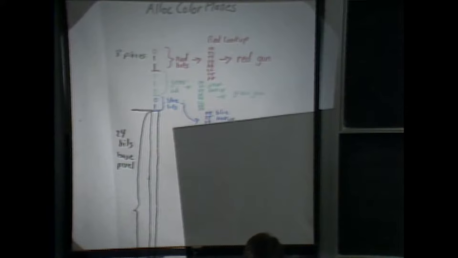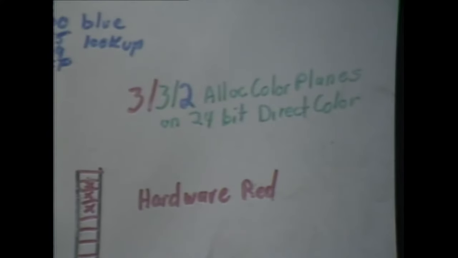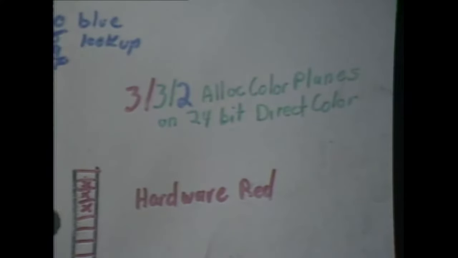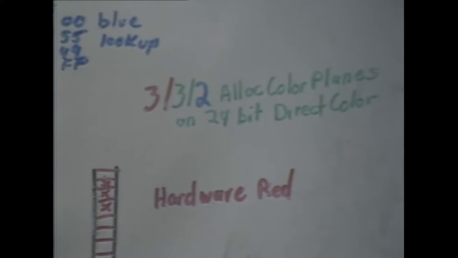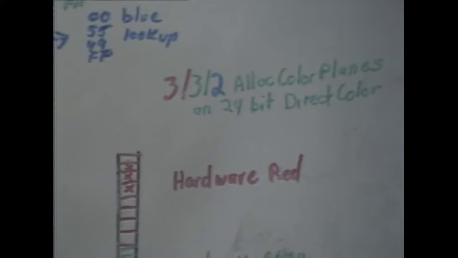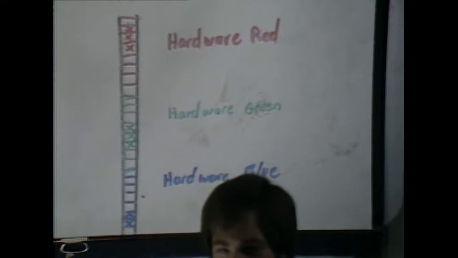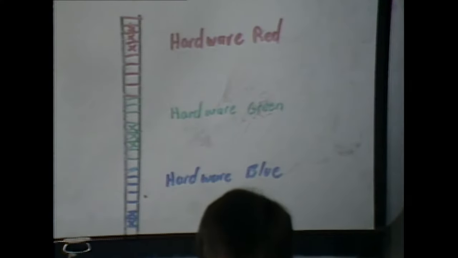If the hardware actually does divide the pixel into color bit fields, then we have to put the color planes on top of where the hardware expects to see them. So here I've done a 3-3-2, that is 3 red, 3 green, 2 blue, on a 24-bit direct color system. And so I put my 3 red bits somewhere over the hardware's red bits, and my green bits somewhere over the hardware's green bits. But we still have a little room to play around. All these other bits aren't allocated, and I can use them.